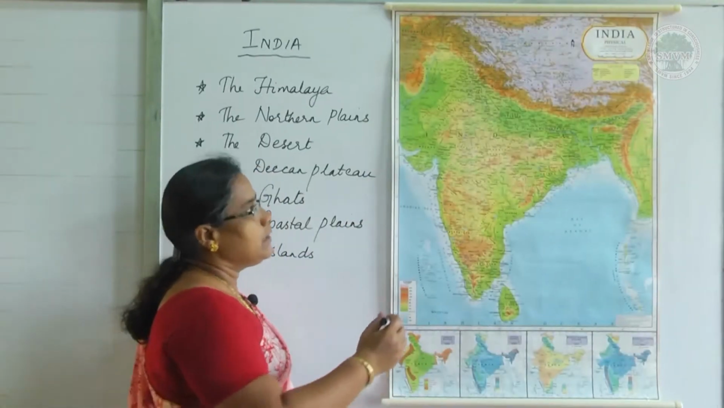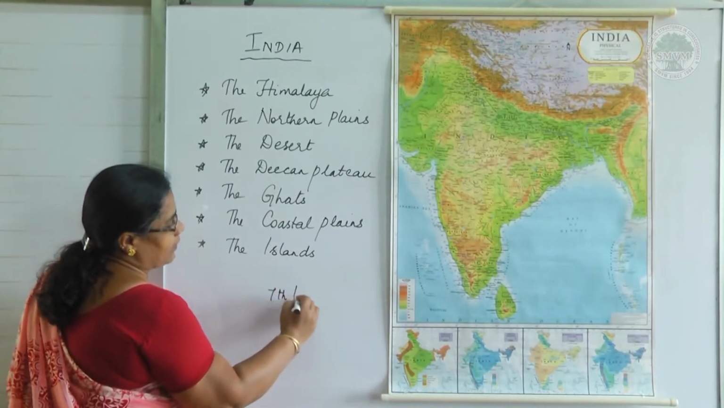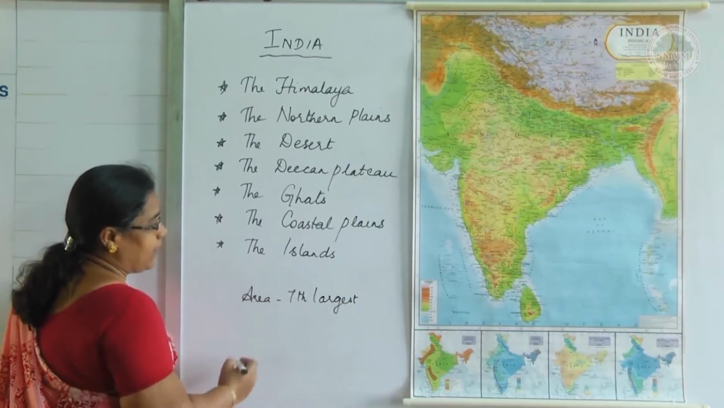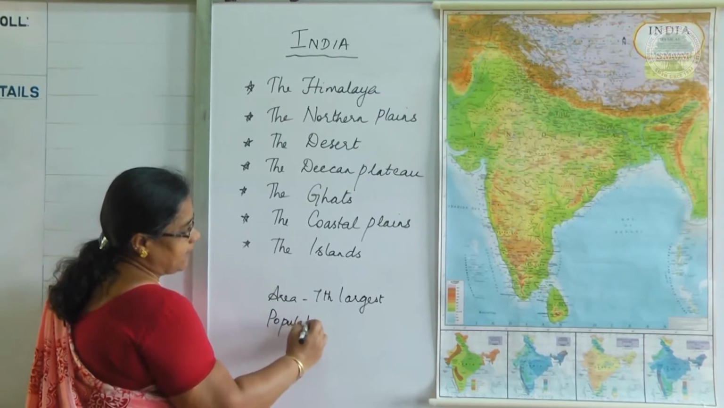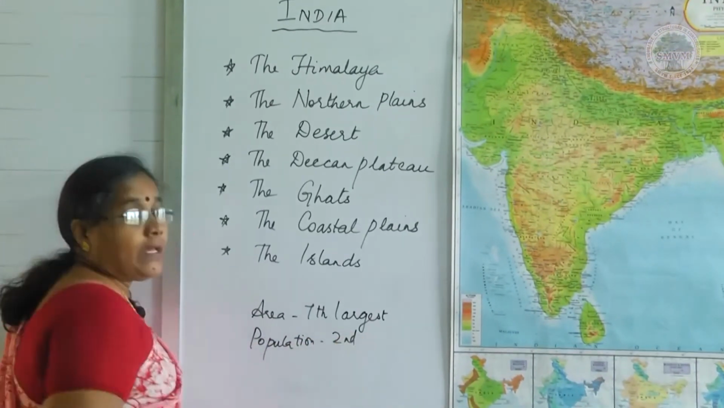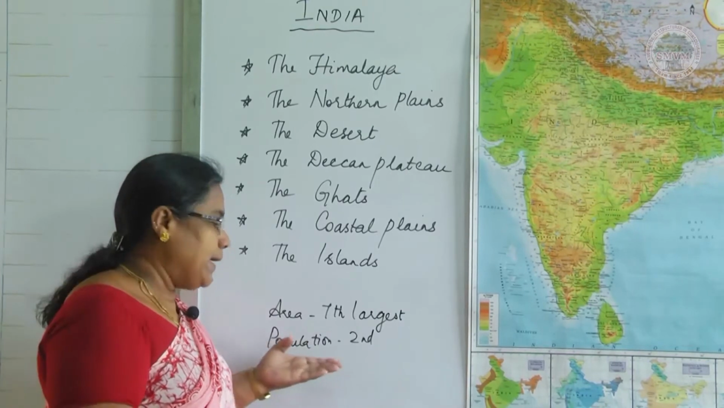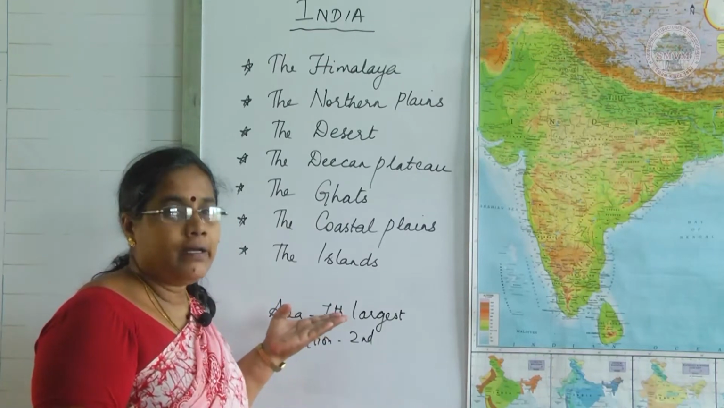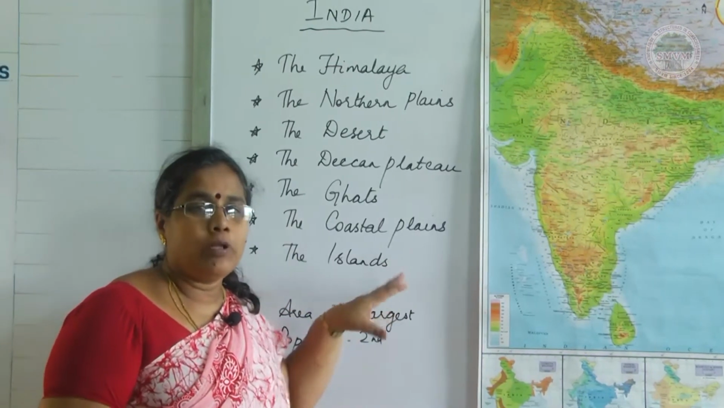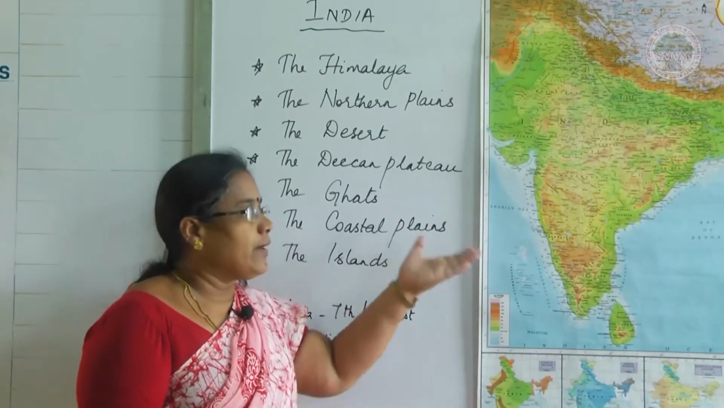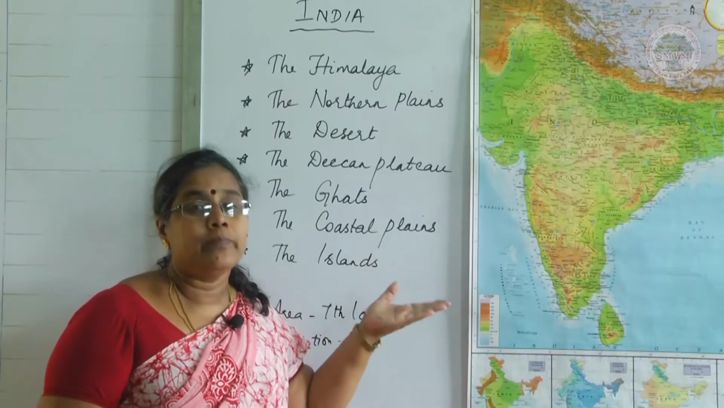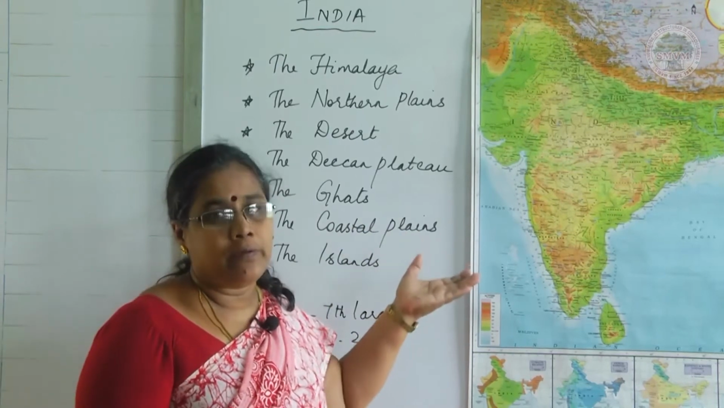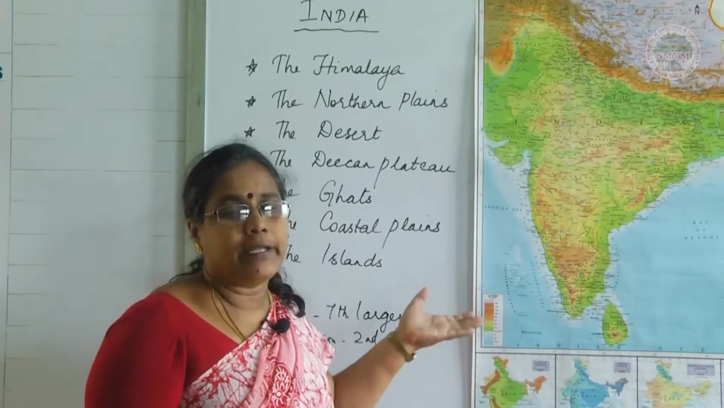It is said to be the 7th largest country in the world, in case of area. And when we talk about the population, India stands second, next to China. Based on population, India is the second most populated country. And when we consider the area, it is the 7th largest among all the nations in the world. Now, we have already learned that India is a part of Asia, which is said to be the biggest continent in the world. Let us see what makes India a beautiful country among all the other nations of the world.